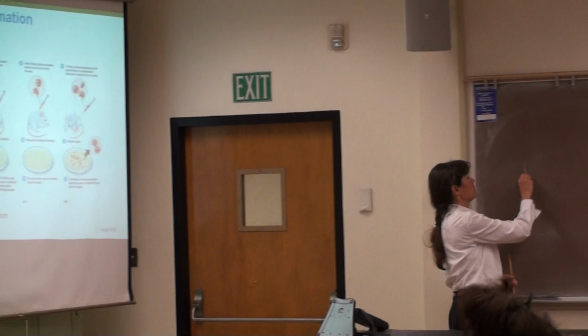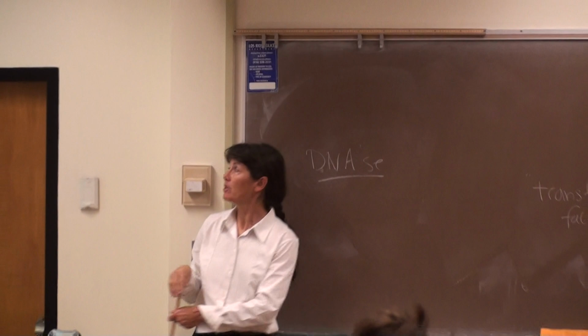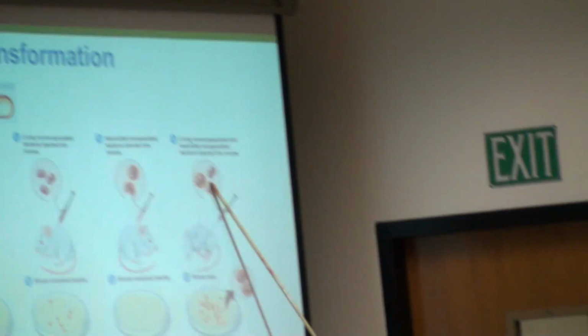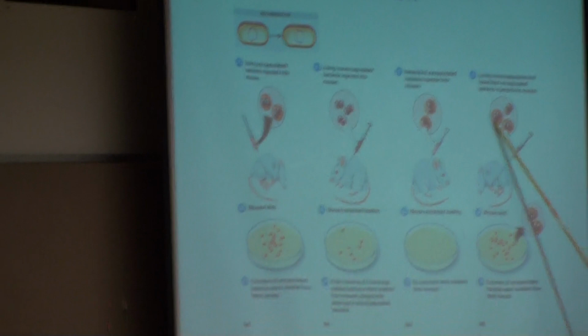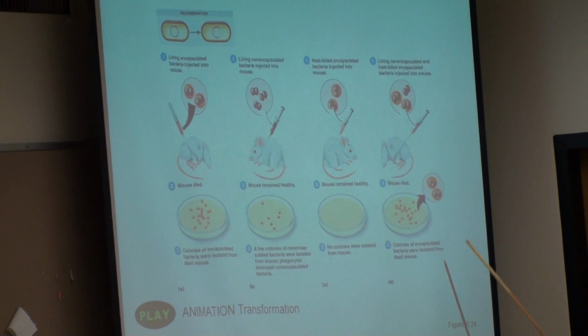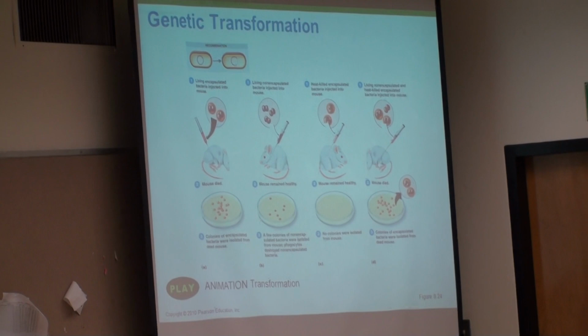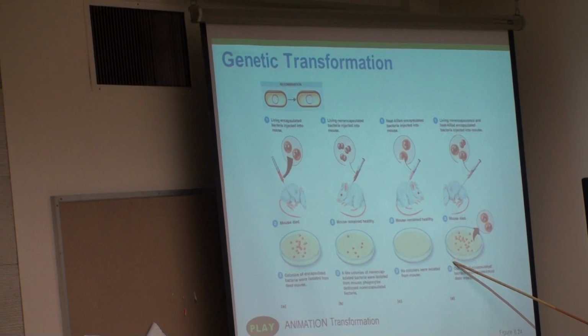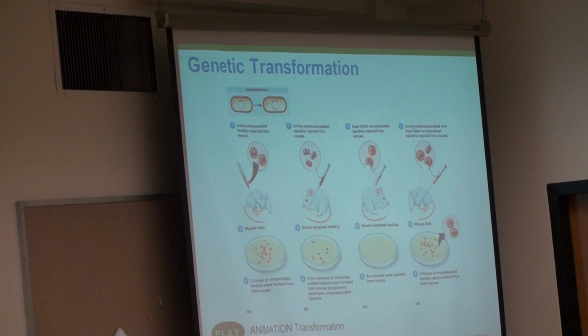Now, the way these experiments were worked up, they would take each batch of this mixture treated with a different enzyme, and then inoculate the mice, and they would see, okay, will this mixture kill the mice or not? And all the mixtures that had proteases, lipases, enzymes to destroy sugars, the mixture still ended up killing the mice. They would still recover the transformed, living R cells. The only mix that didn't work was the mix that they added the DNases to.